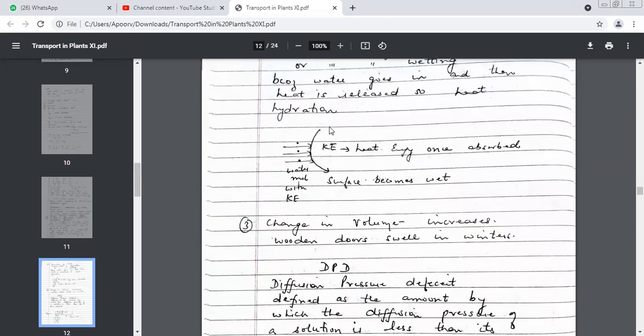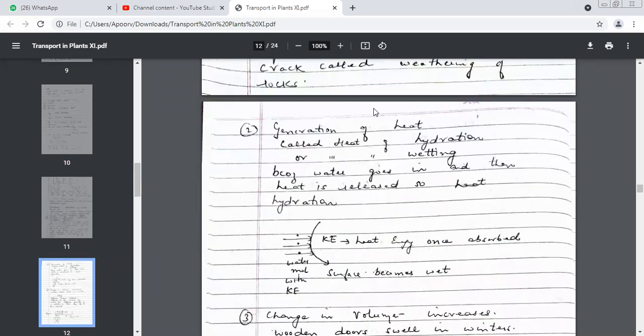Let's understand this. This is your surface. It could be the seed surface or it could be a wooden door. Now, water molecules are entering this surface. When water molecules are entering, they must be moving. They are moving. That means they have what energy? Kinetic energy. Very good. So when these water particles enter, they have kinetic energy. As soon as they enter, this kinetic energy is converted into heat energy. And that is the reason that whenever we have the imbibition process, what is released is heat.